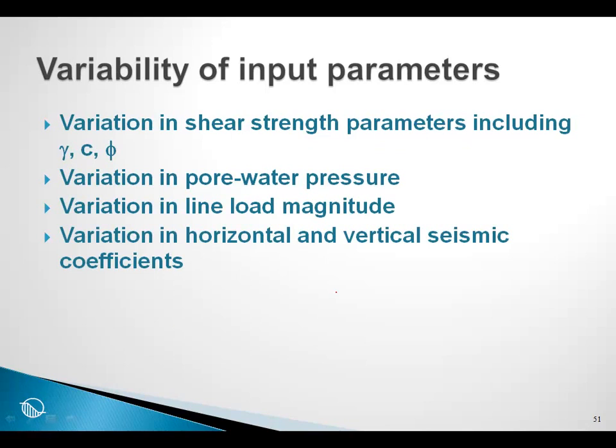There are a variety of input parameters that can be input and provide a description about the dispersion in the parameters. As a summary, we have variation in the shear strength parameters, for example, cohesion and phi. We can have a variation in the unit weight of the soil. We can have variation in the pore pressures, variation in line loads, variation in horizontal and seismic coefficients even.